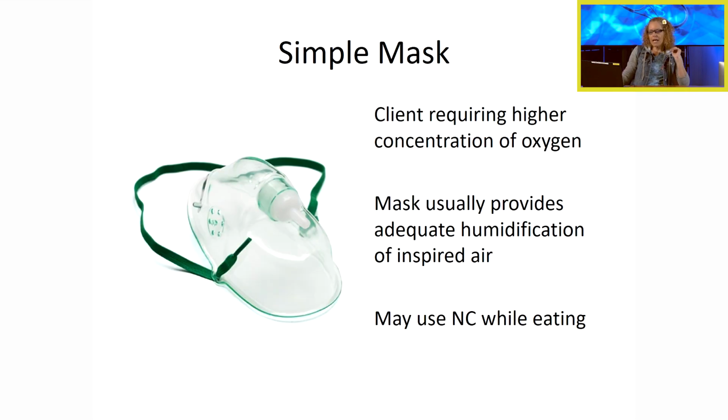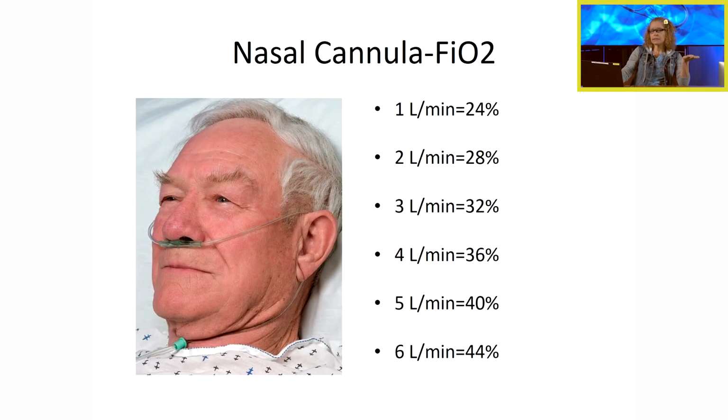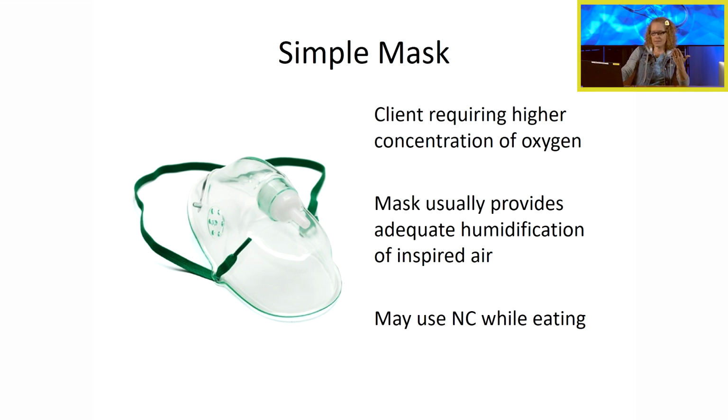Okay? If the individual requires a higher concentration of oxygen, right? So let's go back. We've basically said that on 6 liters per nasal cannula, they're maxed out at 44% FiO2. If they need more than 44%, we have to move to a different type of mask. This is called a simple mask, and it usually helps provide adequate humidification of inspired air, right? But you can switch it out for the nasal cannula while they're eating, all right?